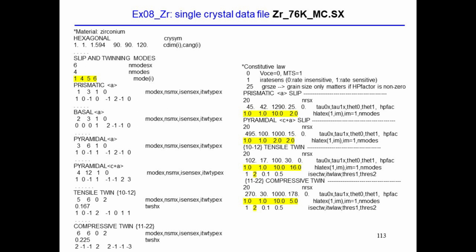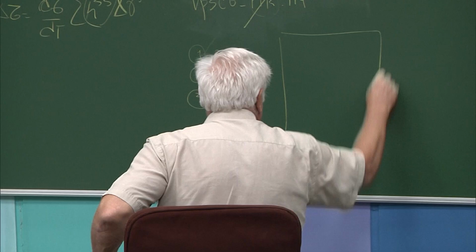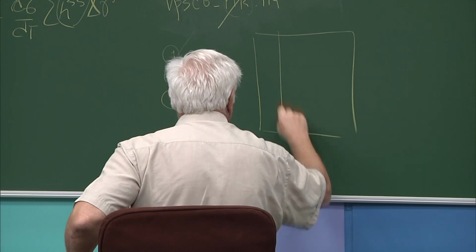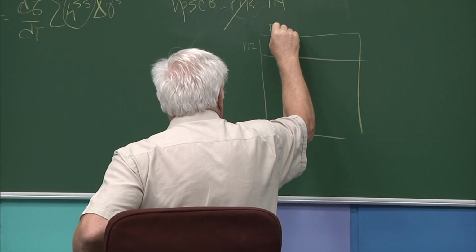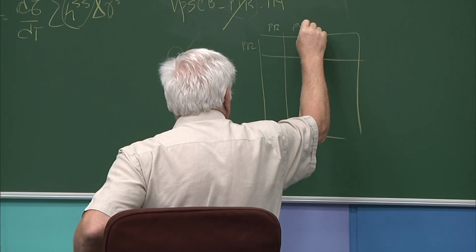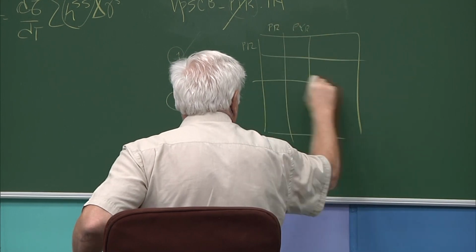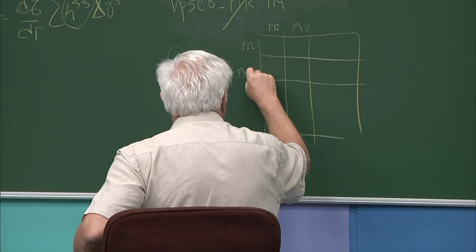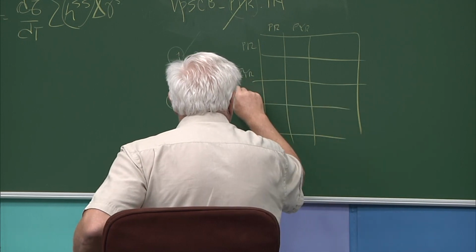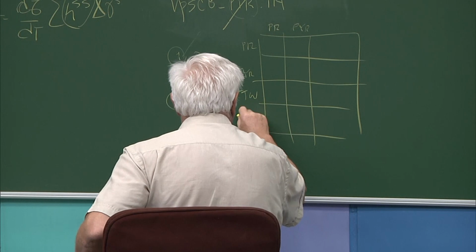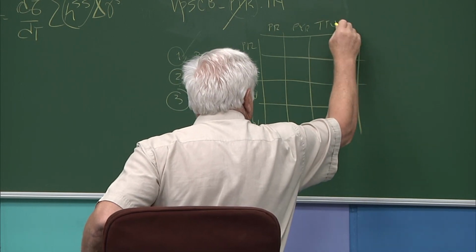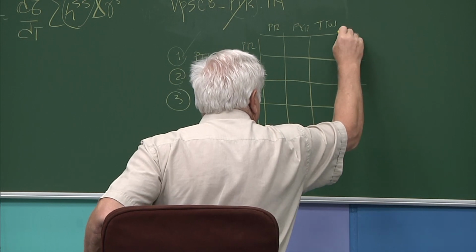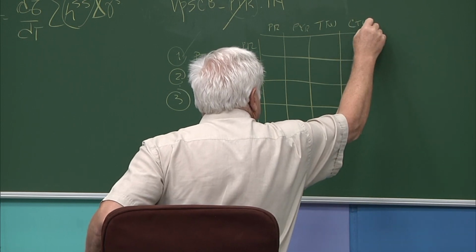This one, for the pyramidal, couples the pyramidal with the prismatic, the pyramidal with the pyramidal. Imagine a matrix. You have prismatic here, you have pyramidal here, pyramidal here, you have tensile twins here, you have compression twin here, you have tensile twins here, you have compression twin here.